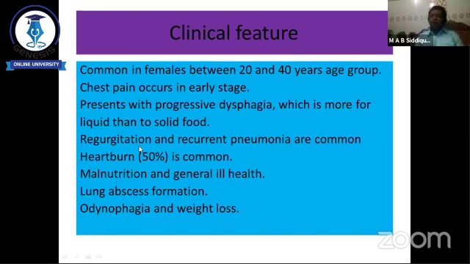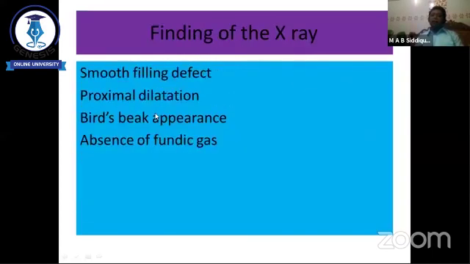And heartburn is common. As this is a very long history, the patient may present with malnutrition and general ill health. Lung abscess formation is also one of the clinical features. And odynophagia and weight loss, these are the clinical features of achalasia cardia.